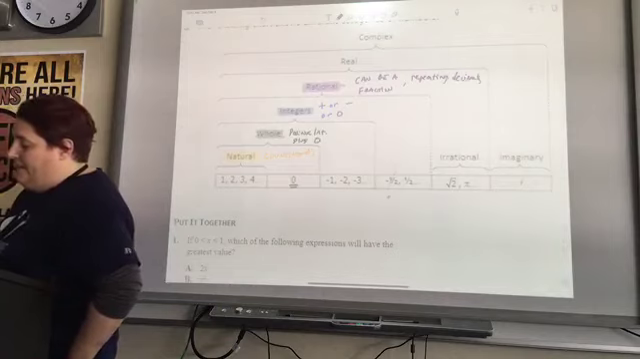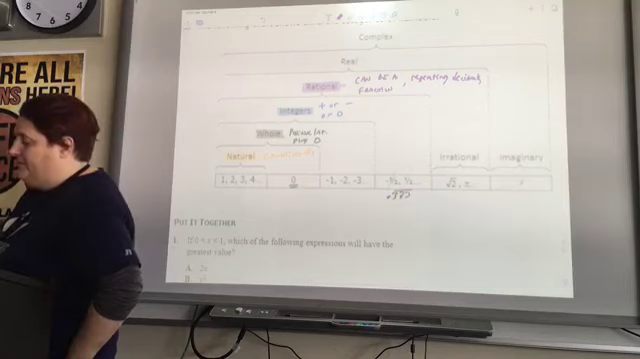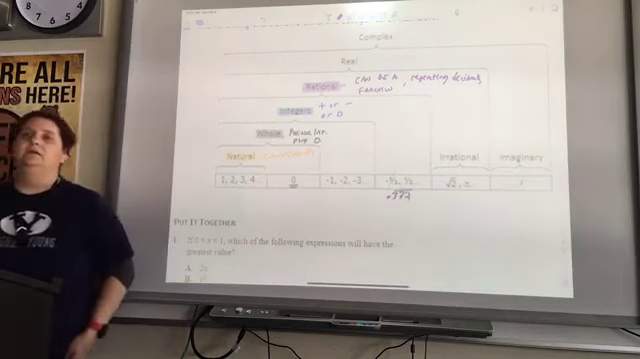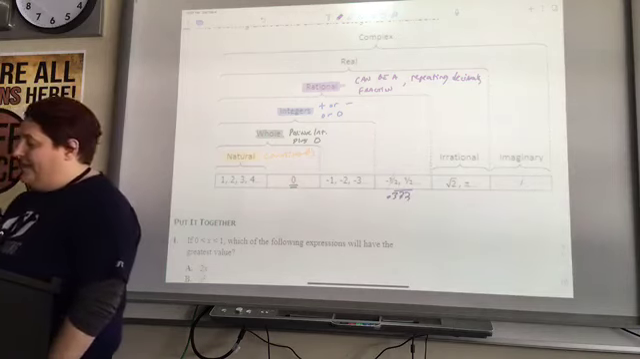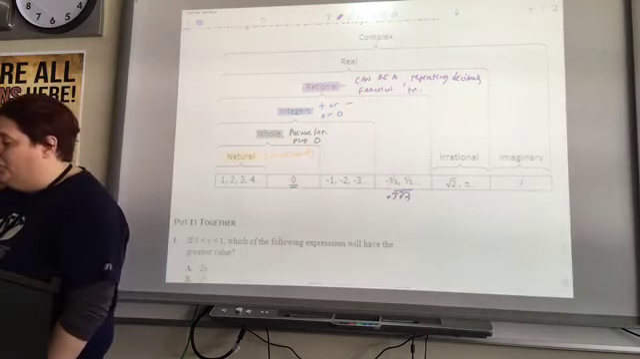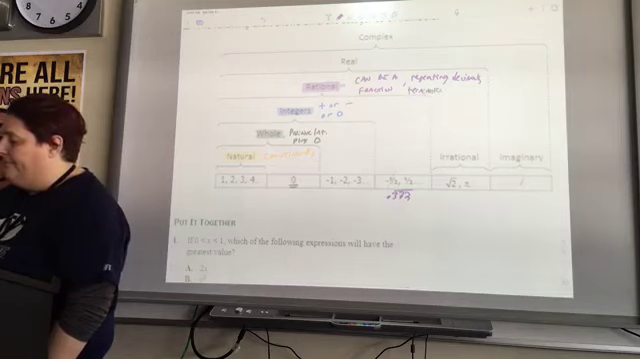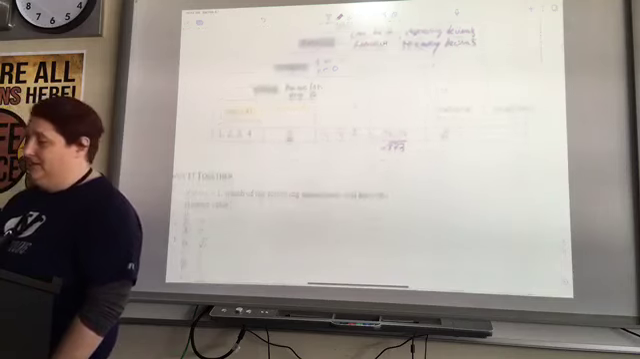Like 0.333 repeating, what fraction is that? 1/3. Okay? So repeating decimals, and then also what's called terminating decimals. Guys, terminating means they end, right?